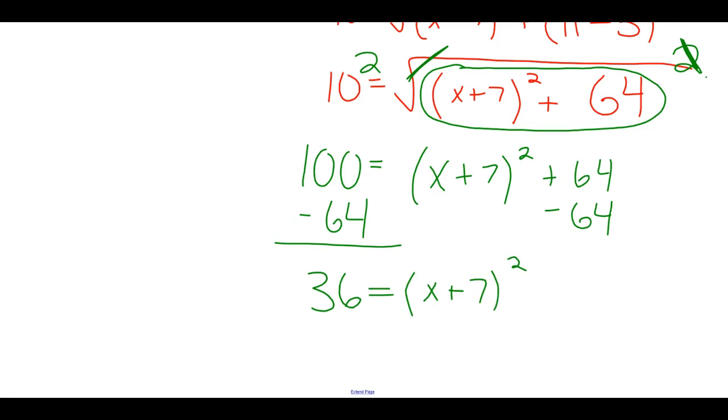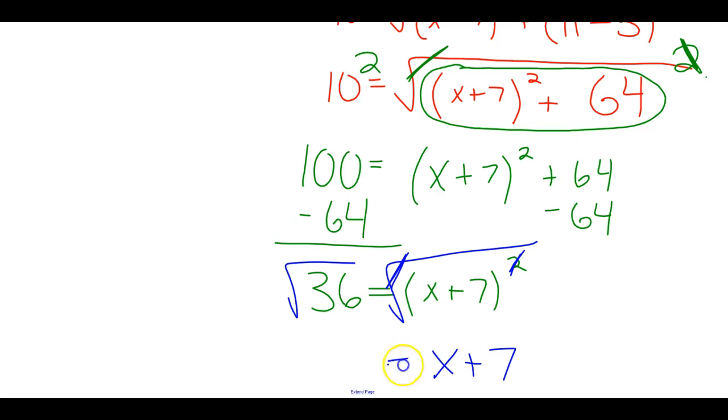Now we're undoing stuff. How do you undo a square now? You square root it. So up here we squared a square root. Now we're going to square root a square. So the square root cancels out the square. So there's only one x plus 7. So you don't need the parentheses anymore because it's not being squared. Now be careful, it does equal 6, but it also equals negative 6. Plus or minus, you remember that?